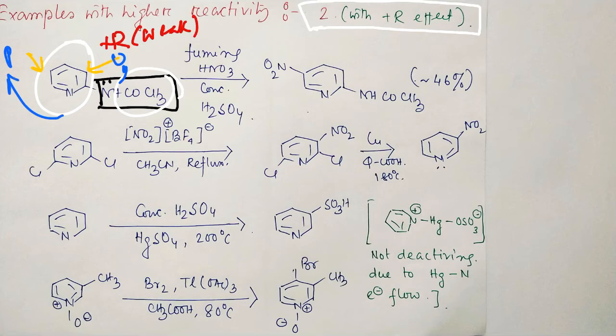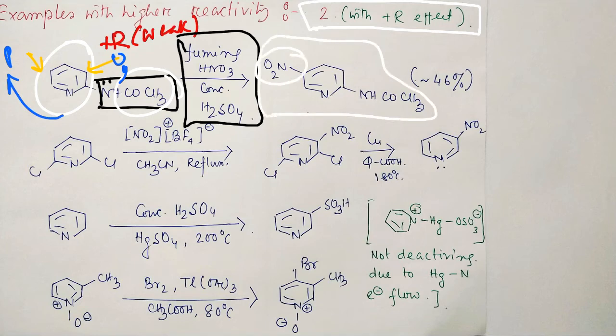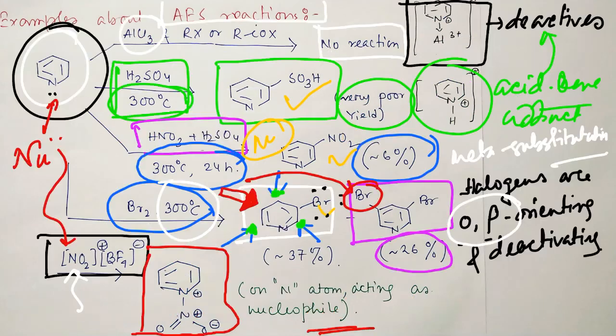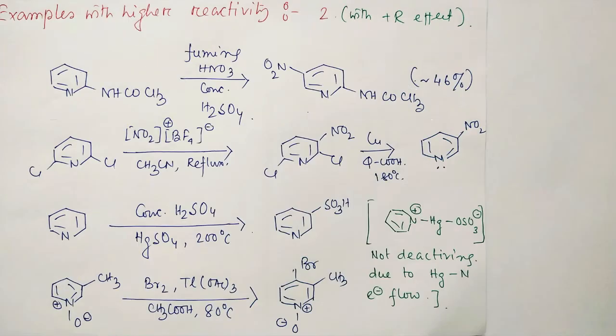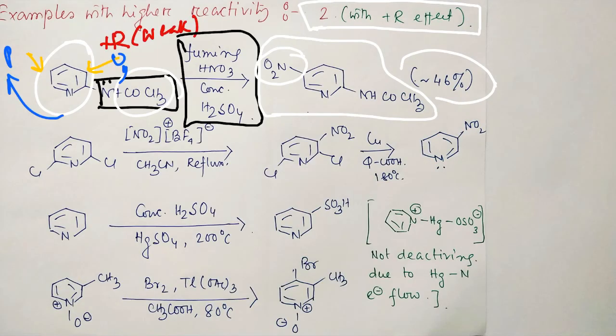Consequently, in the case of fuming nitric acid and concentrated sulfuric acid, it undergoes nitration selectively at this position, and the yield is significantly improved, which is 46%. Just remember the example of pyridine: it was only 6% yield, which is very low, whereas in this case we have gone from 6% to 46%.